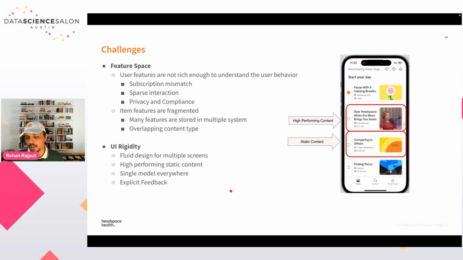Second thing is we are using a single model for all of the places. If you're using the same model for multiple areas, it might introduce some kind of redundancy to the recommendation. And there is a lack of explicit feedback, so we don't want to interrupt our user by asking for feedback on whether they like the content or not. So sometimes it is also difficult to understand the particular reason a user did not like this content, or why the user exited this content pretty early.